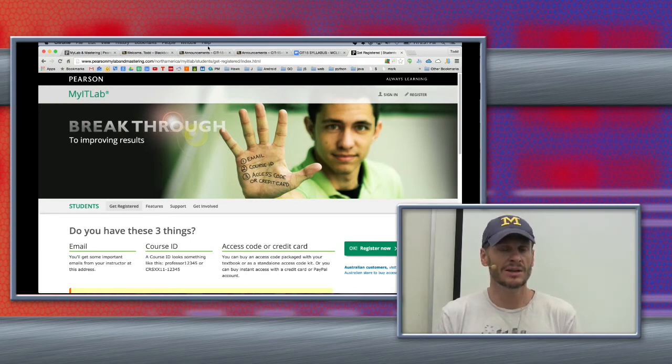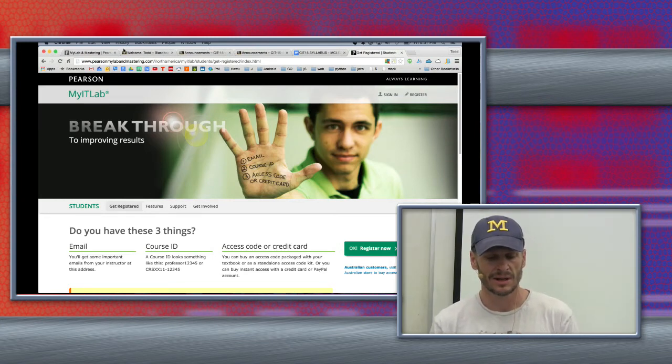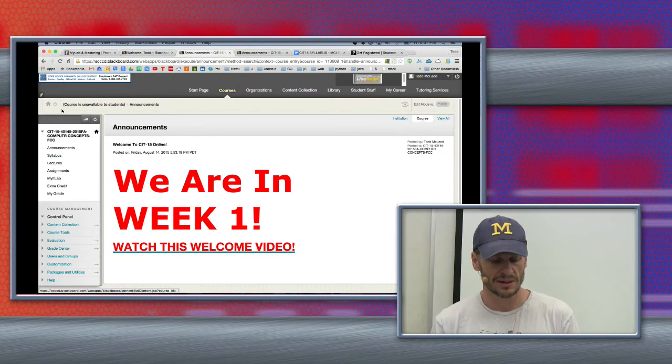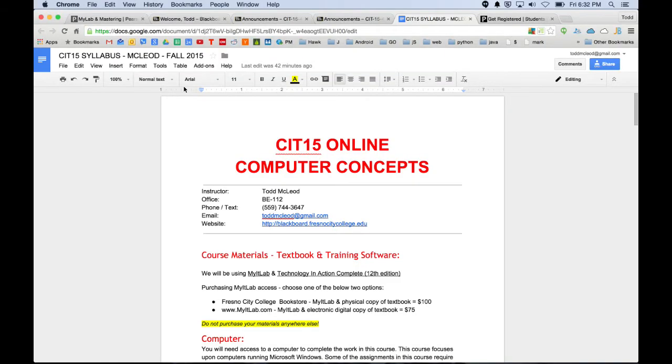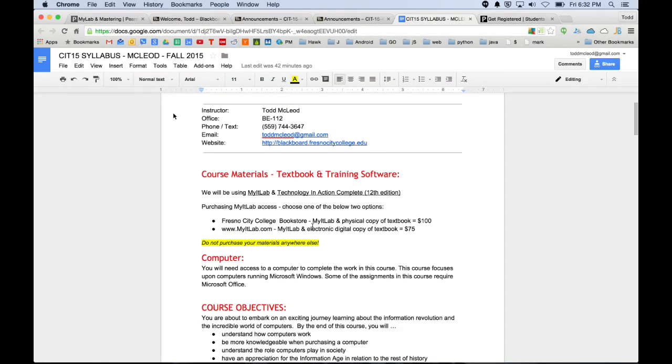It'll cost you either $75 or $100 for the materials in this course. Where you learn about the materials in this course, you could go to the syllabus to learn about them. Here's the syllabus. So if you buy the materials at the Fresno City College bookstore, it'll cost you $100. If you buy the materials online at my IT lab by following that link, it'll cost you $75.